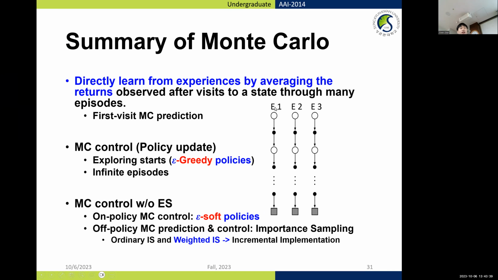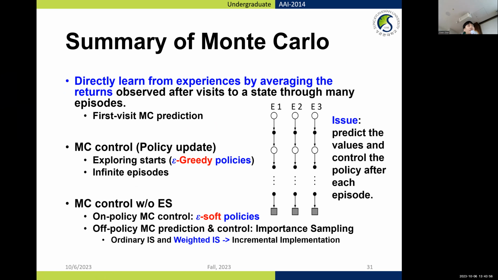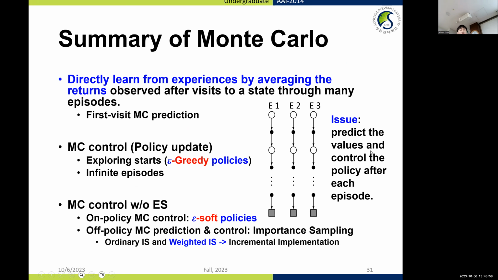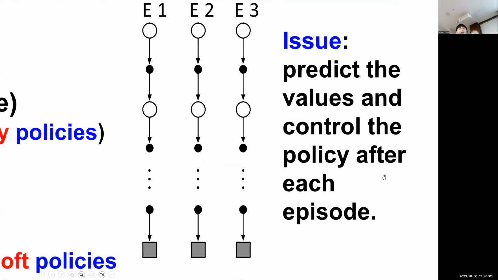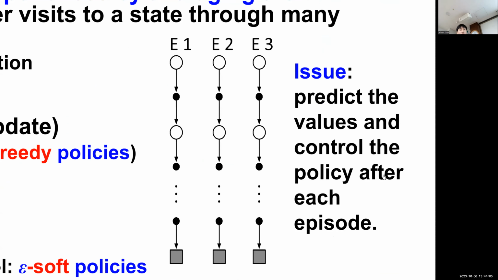As you can see here, we have multiple episodes. In each episode we work on different state values, then we can update the policy. This is the summary of the Monte Carlo methods. So there's one issue here: we predict the values and control the policy after each episode.